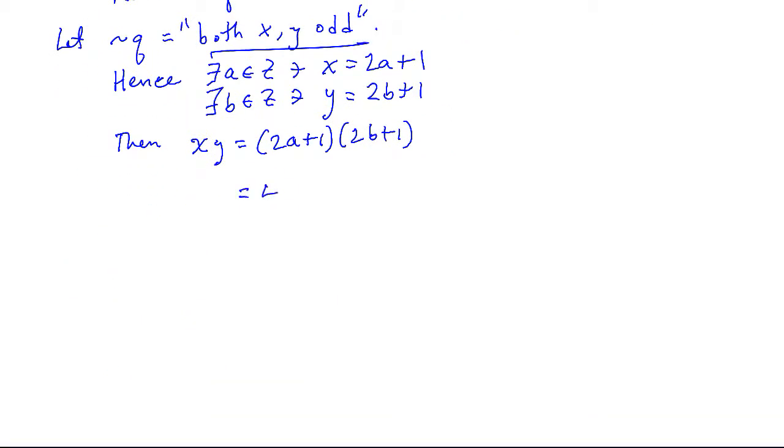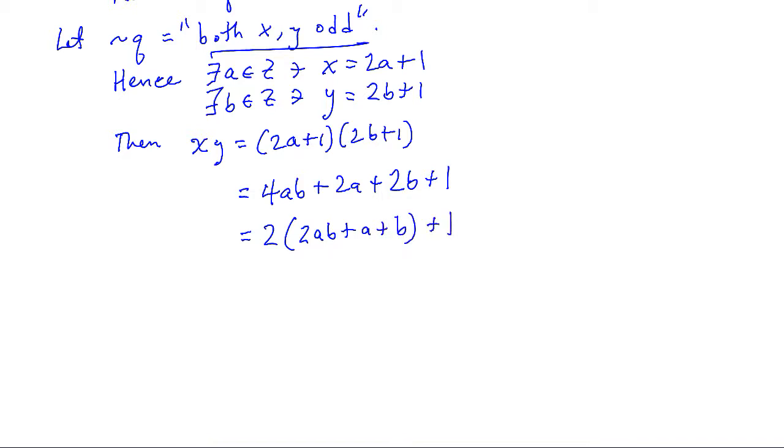It's 4ab plus 2a plus 2b plus 1. And go ahead and get out a piece of scrap paper if you need to do the algebra on that. What I'm going to do is take the first three terms and factor out a 2 and get 2 times (2ab plus a plus b). And there's nothing I can do with the 1. It's still going to be out there. And that's why the product is odd.